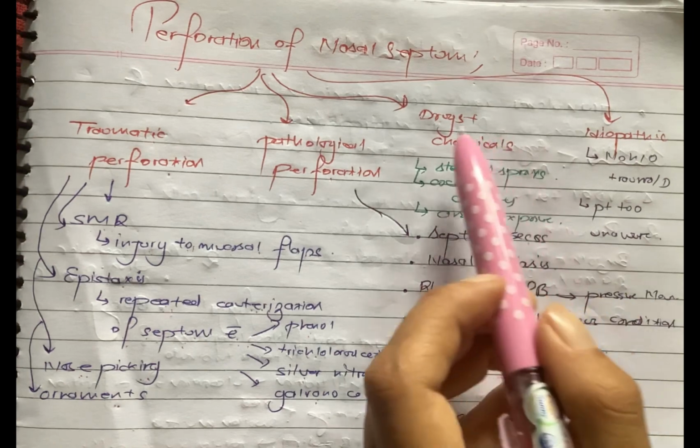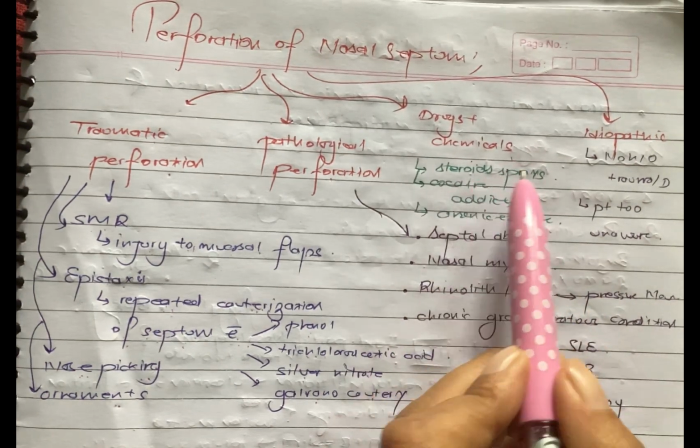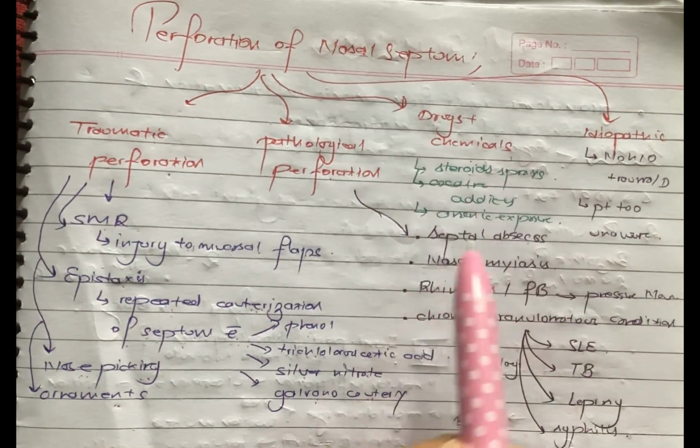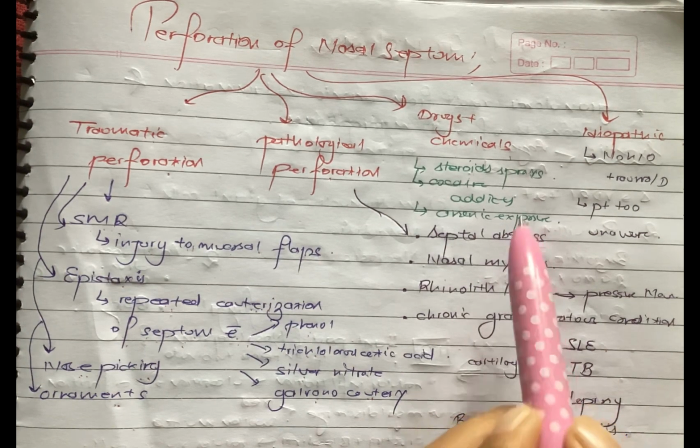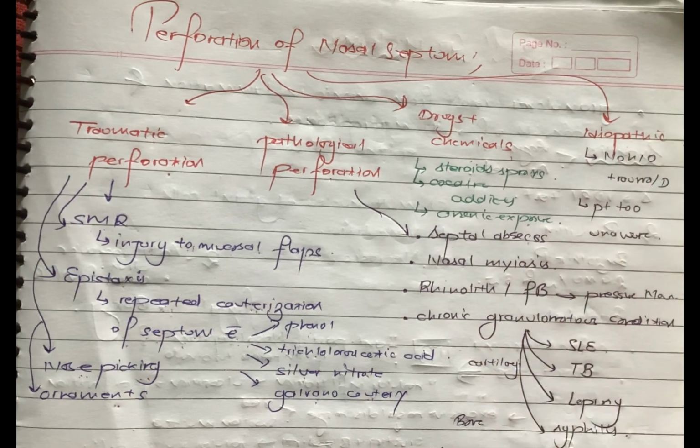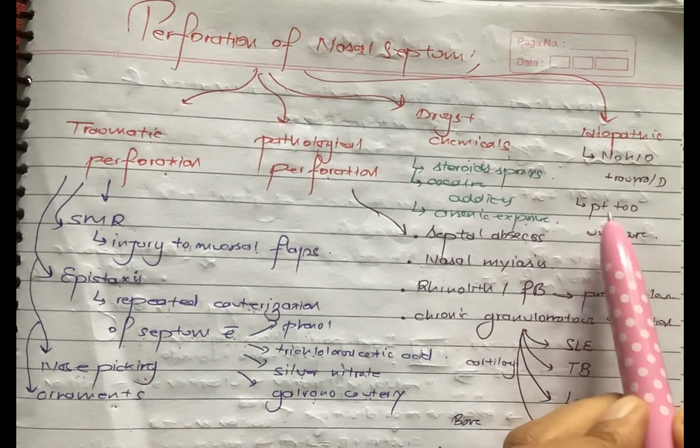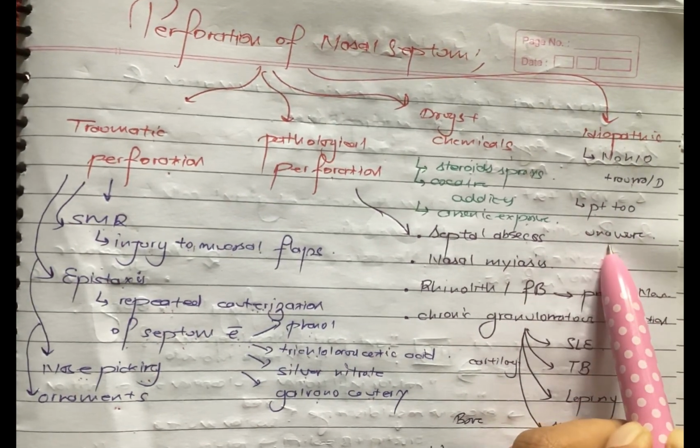Now talking about the drug and chemicals, steroid sprays, cocaine addicts, and arsenic exposure may lead to the perforation of nasal septum. And under idiopathic, there is no history of trauma and the patient is also unaware about the perforation.